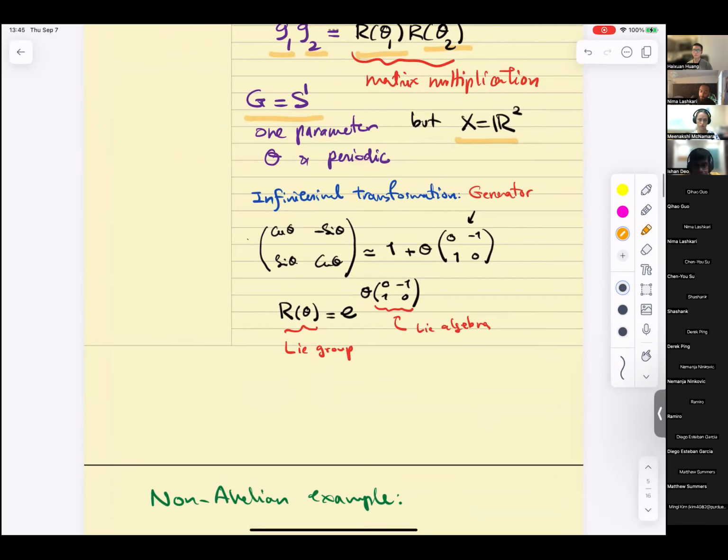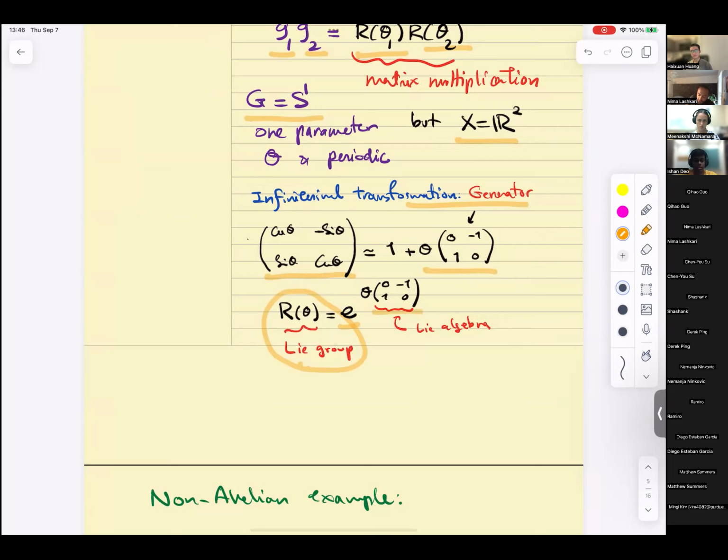So the infinitesimal transformations are these, there are generators, right? Which is basically you take this matrix and expand it around identity, the identity element, right? So this is the expansion around the identity element. Now, the Lie group here is this S1, the rotation group.